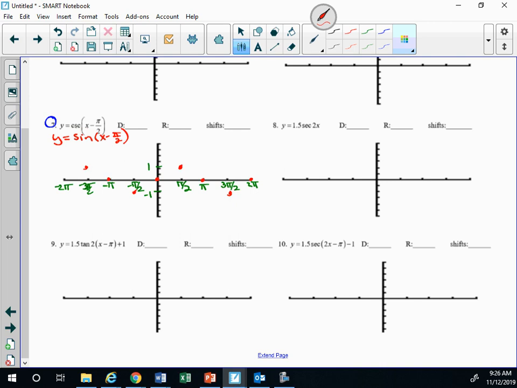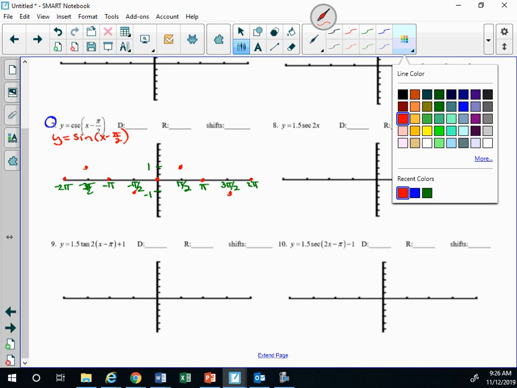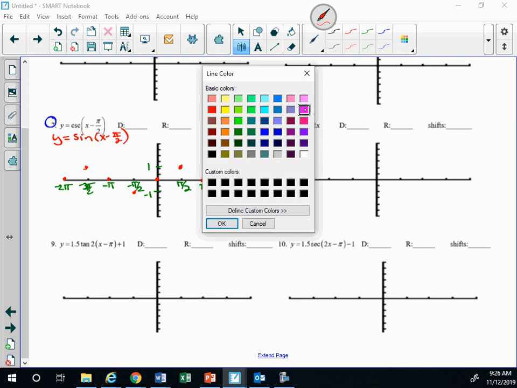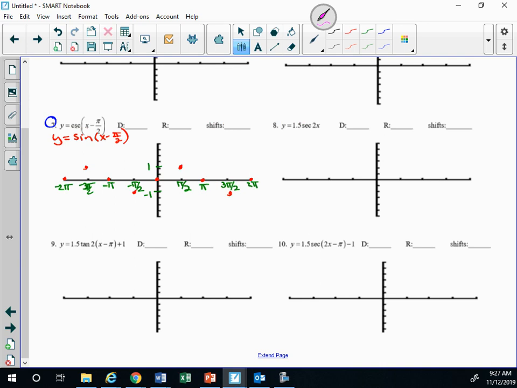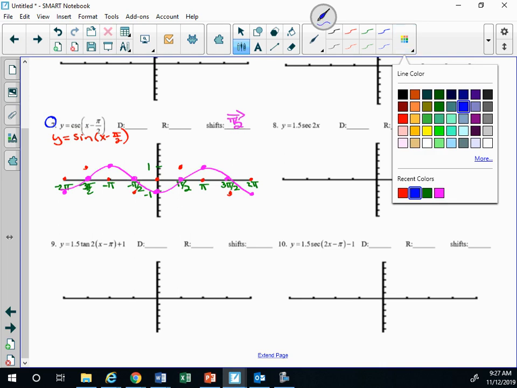Look at it. So first, I'm doing my parent graph dots in red. I need more colors. All right, where am I shifting this one? To the right by one slot, which is right by pi over 2, correct? So going over 1. Connect those if you want to. And then I'll switch to blue for my final answer here.